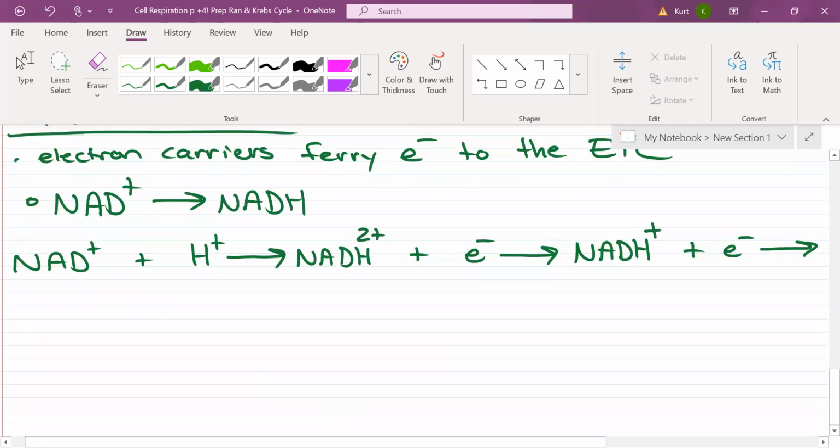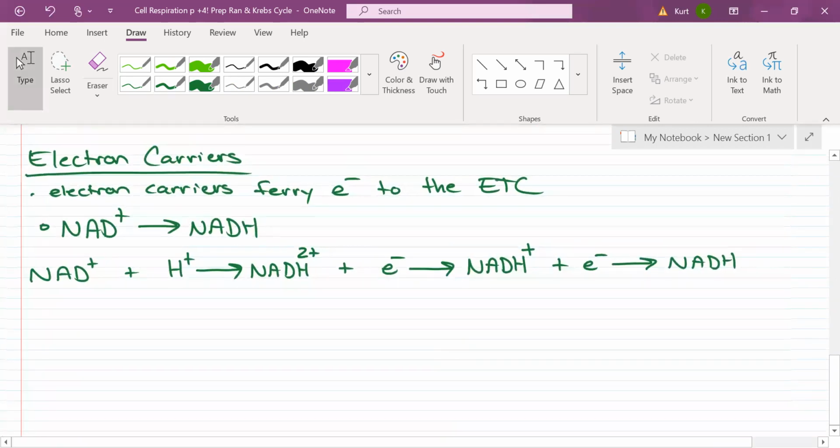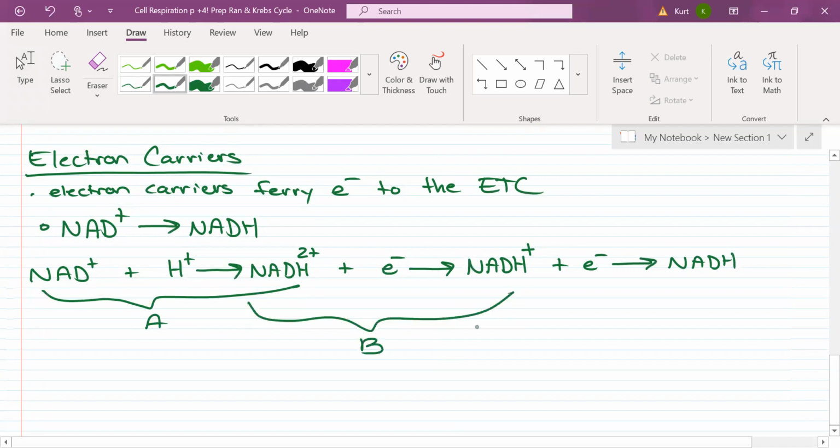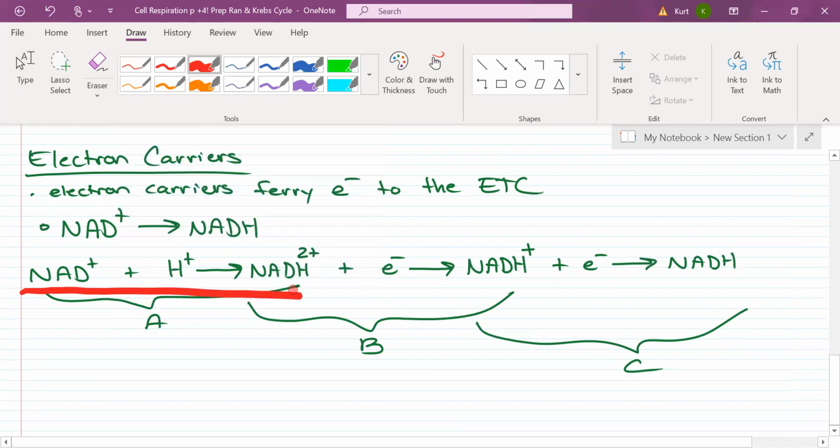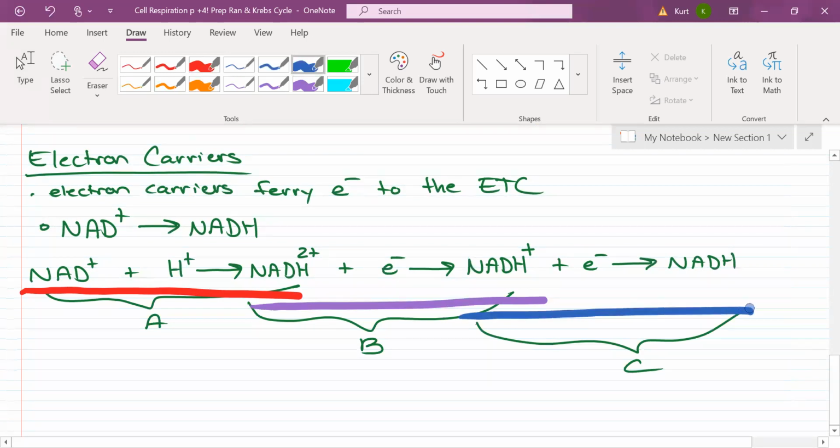It is neutral. Anybody tell me how many coupled reactions are on this? How many different reactions are working together to form like one big process? What do you see? 3. You got reaction A, reaction B, reaction C. To help you see it perhaps more clearly, there's 1, there's 2, there's 3. The product of reaction A is a reactant to reaction B. The products of reaction B are reactants to reaction C.